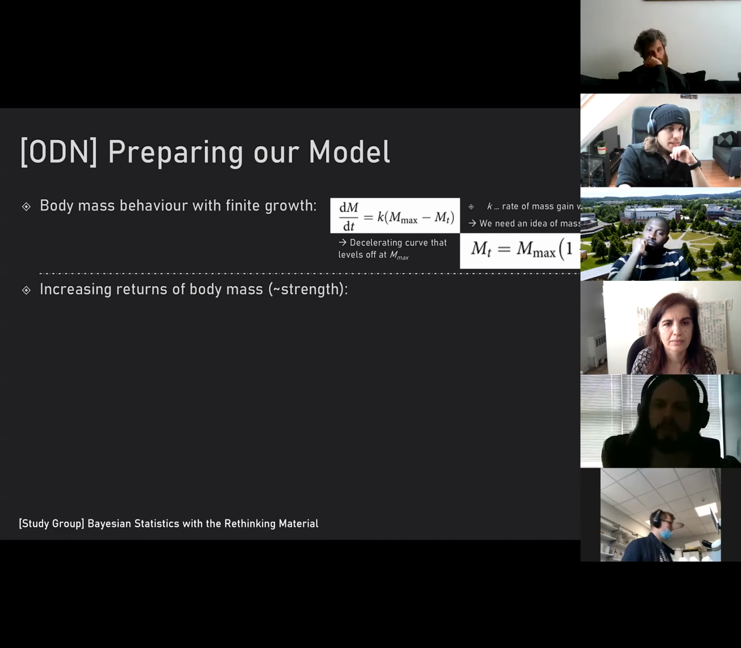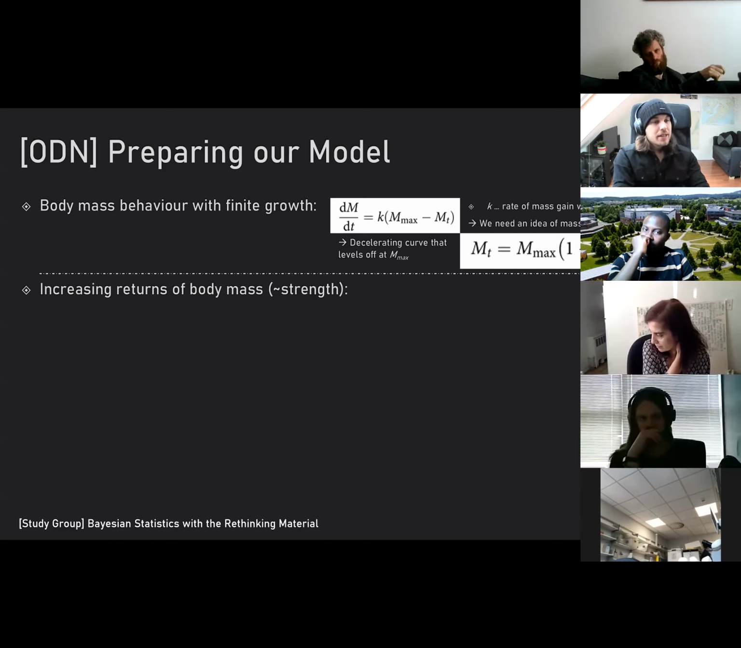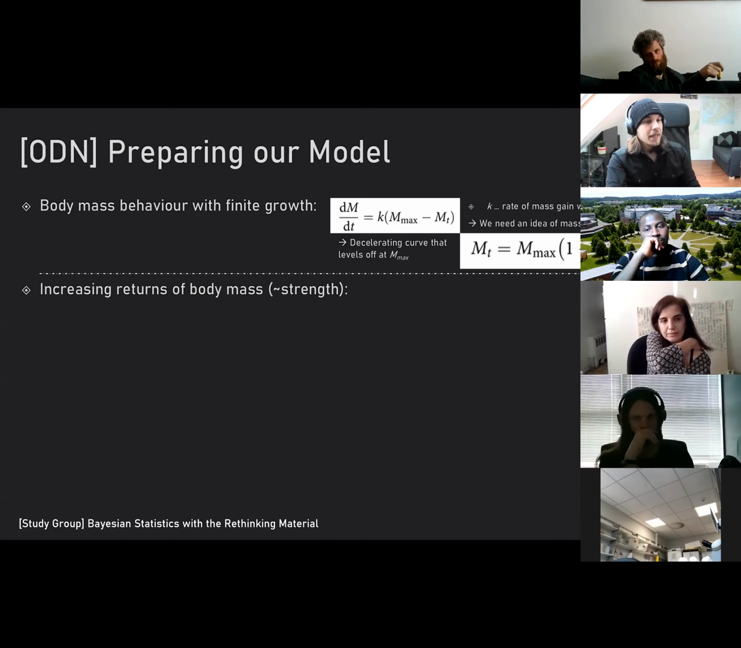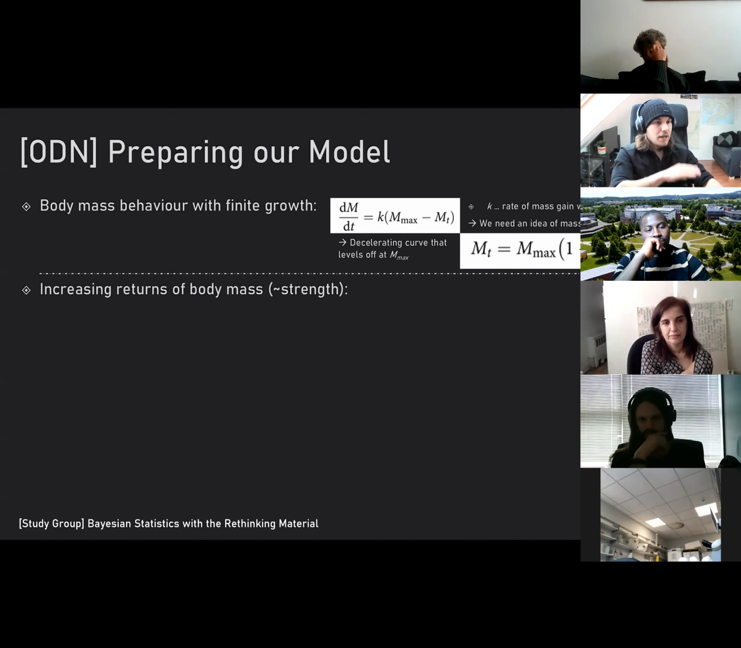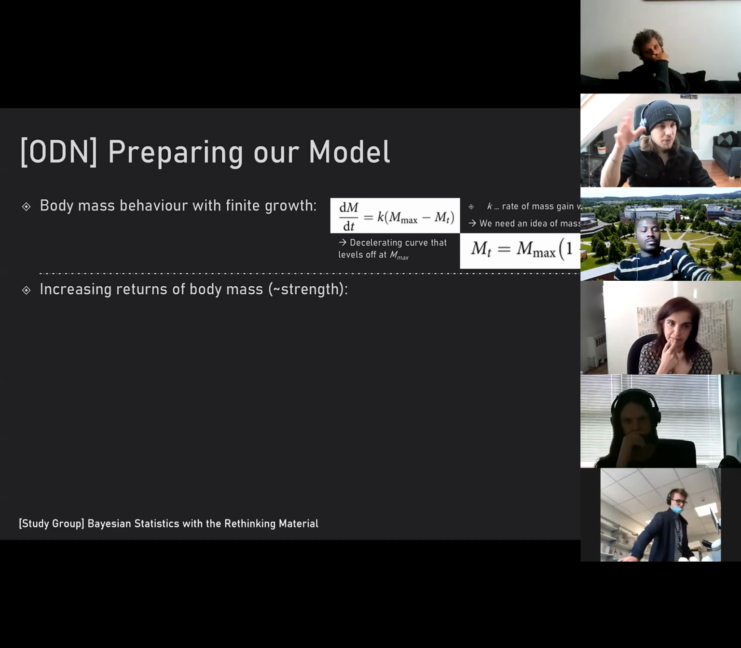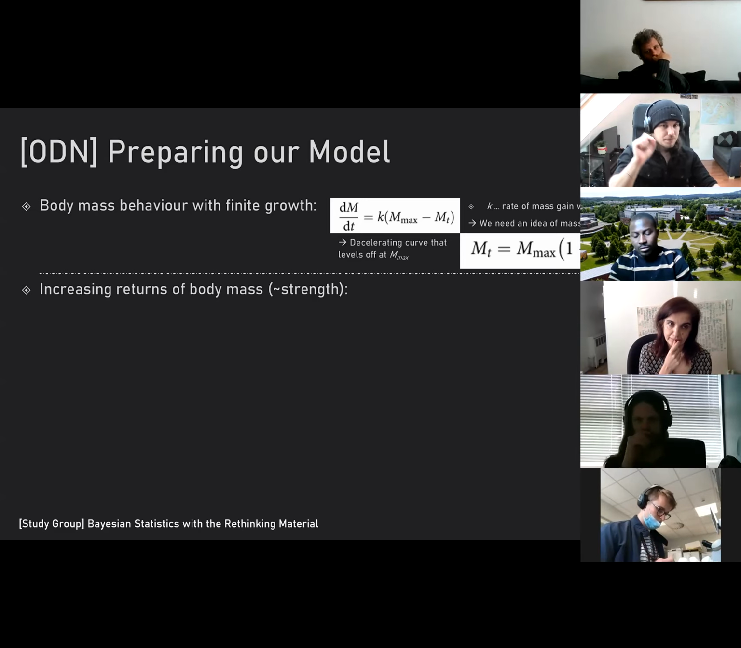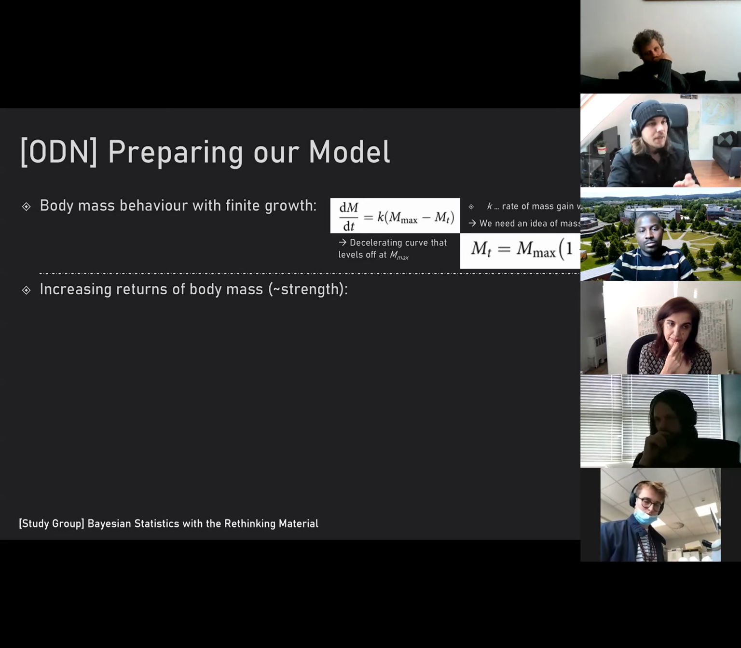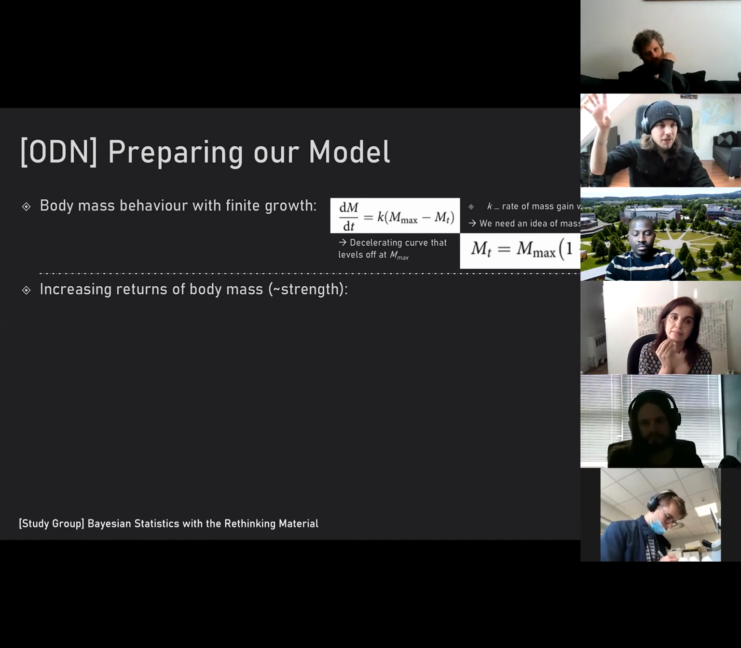Now we need to also address the relationship between body mass and strength. And what is hypothesized in the book, and I'm very much inclined to go with that explanation as well, is that we actually have increasing returns of body mass. So basically it's the inverse relationship here to what we've just seen. As in, the heavier you get, the more strength you have, but that relationship gets stronger the heavier you are.